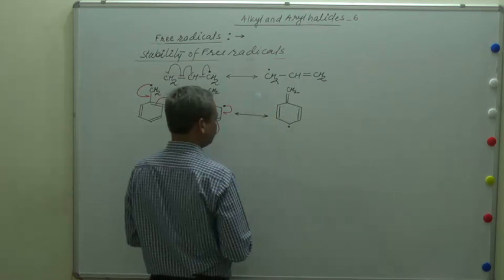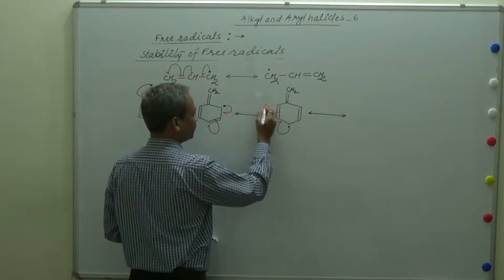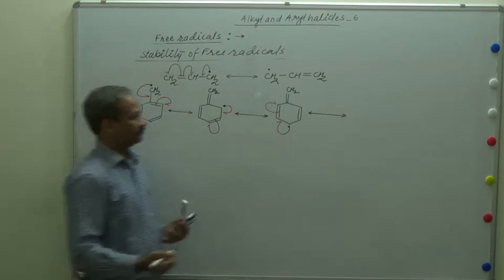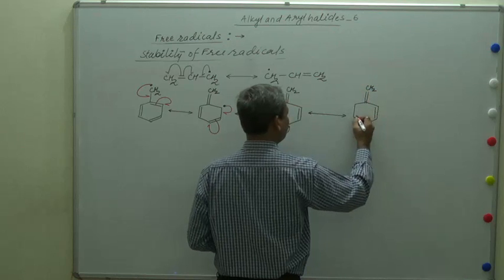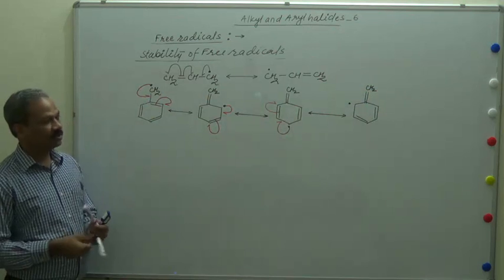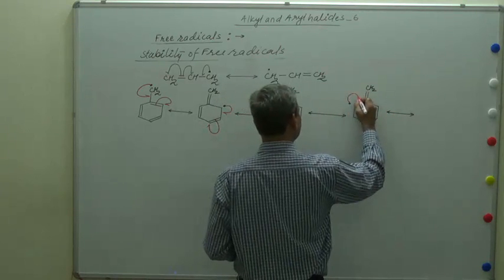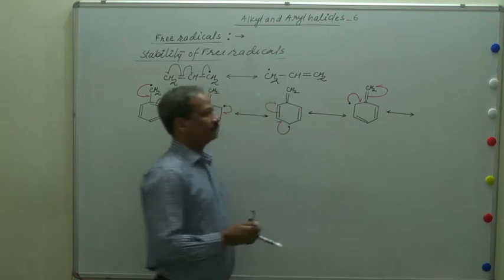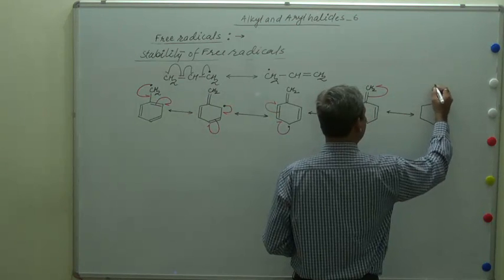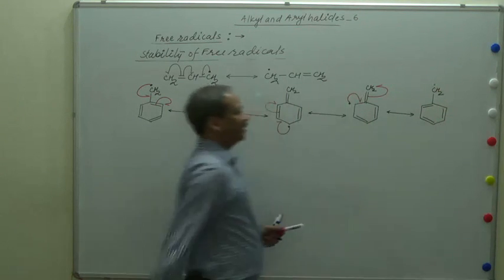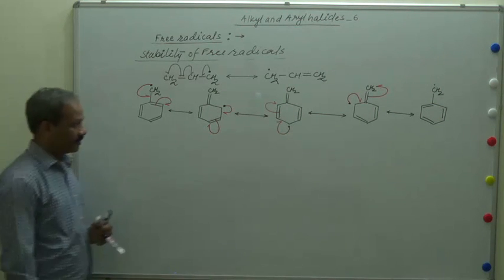Now in the next structure, this electron pair further delocalizes due to conjugation, and we will get one more resonating structure. In the next structure it further delocalizes so that the electron pair comes out, and so altogether 5 resonating structures are possible for benzylic free radical.